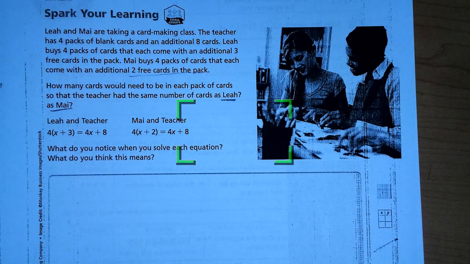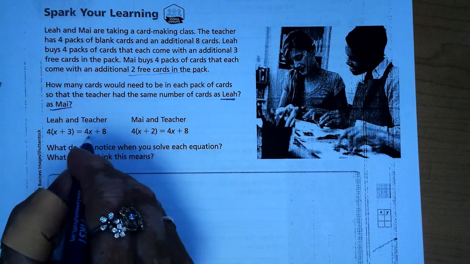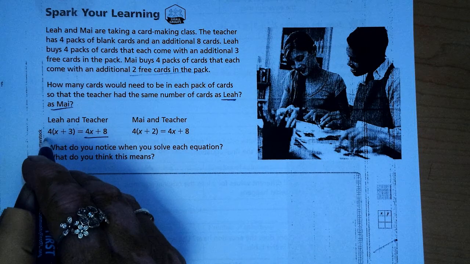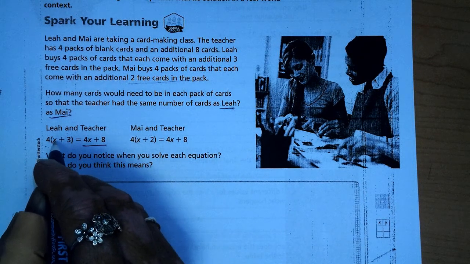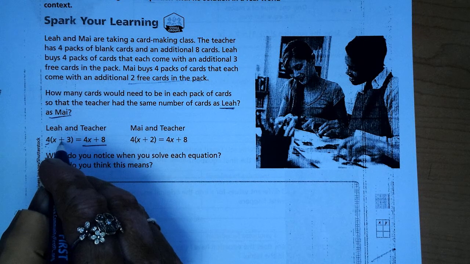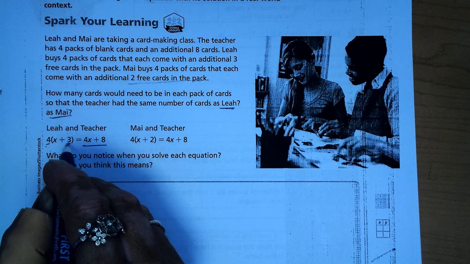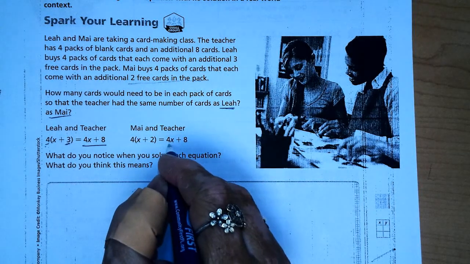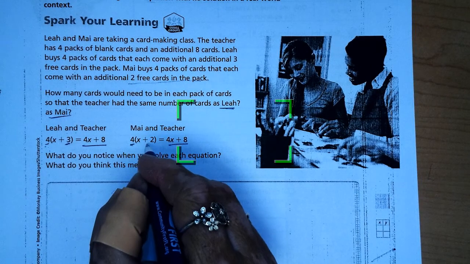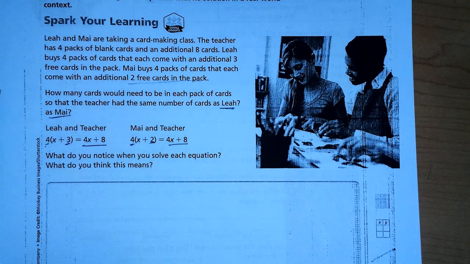All right, so the teacher is 4x plus 8. Leah is 4 times x plus 3. She had 4 packs that included 3 additional cards. And then here the teacher is 4x plus 8. Maya had 4 packs and that had 2 additional cards.